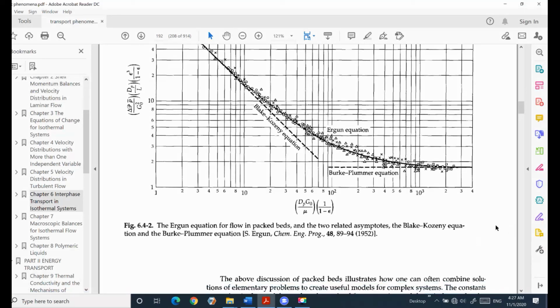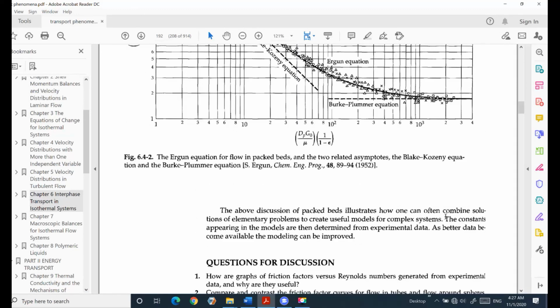So these are the important points I wanted to touch on in chapter 6.